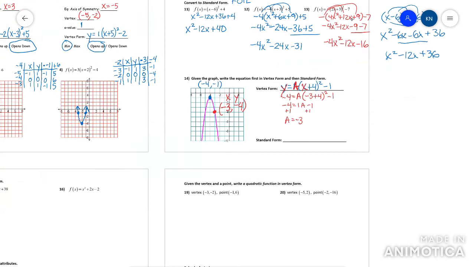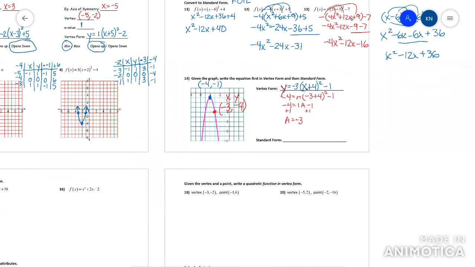All right, next up is converting it to standard form. So in my answer, I would change this letter a to be a negative 3. So it'd look like this: negative 3 parentheses, then x plus 4 squared minus 1.